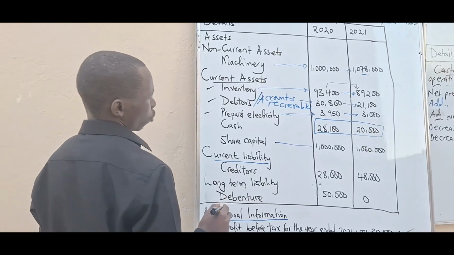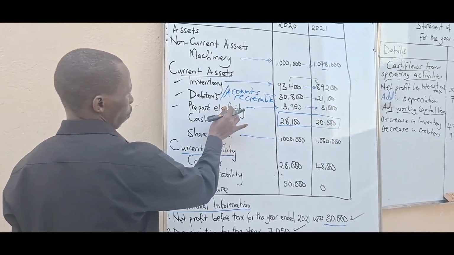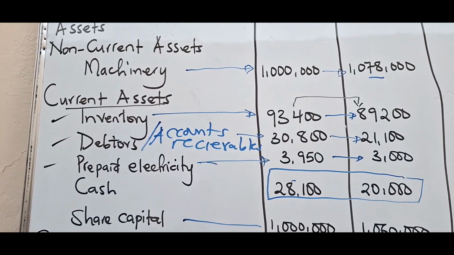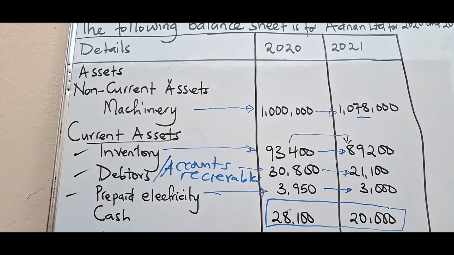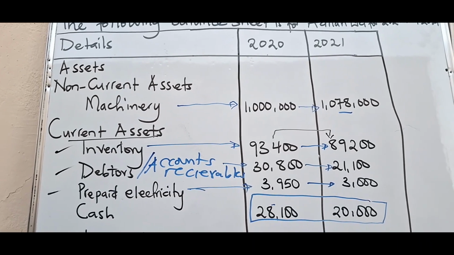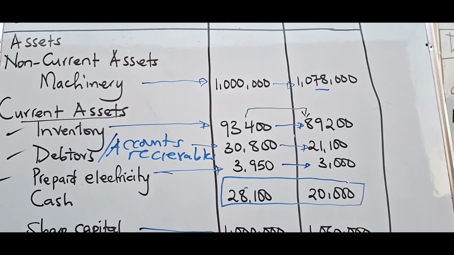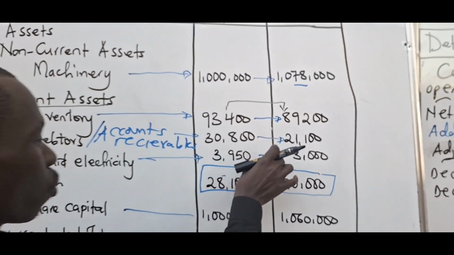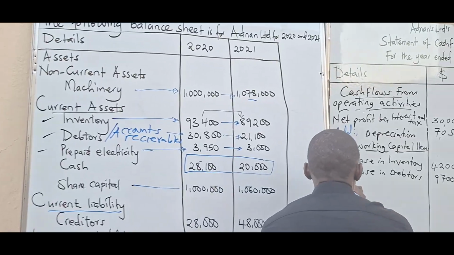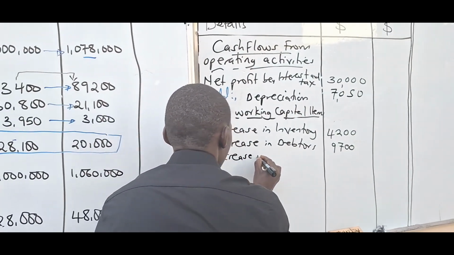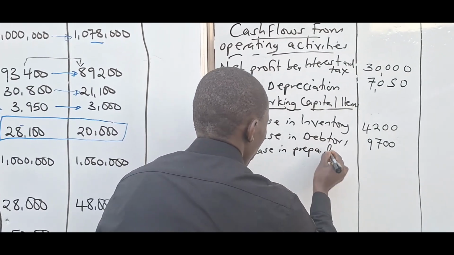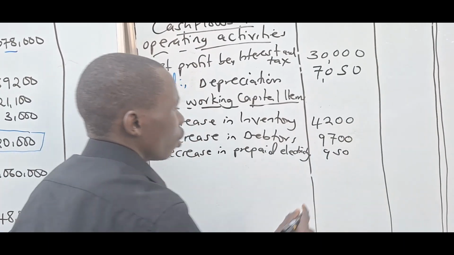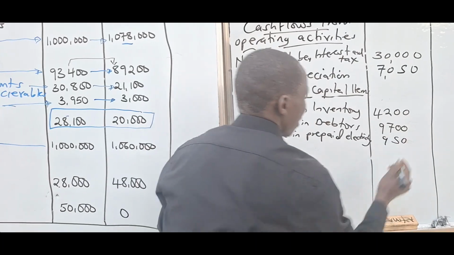Let's look at prepaid electricity, the electricity or expense you pay in advance. In 2020, it was 3,950. Then in 2021, it went to 3,000. Meaning, we also have a decrease of 950. Here you bring decrease in prepaid expense or electricity. It is very clear: prepaid electricity, 950.